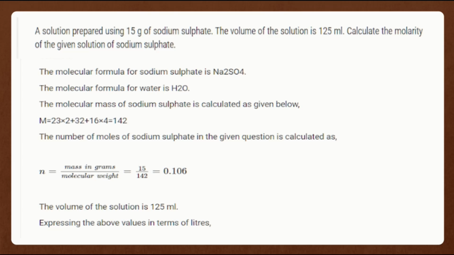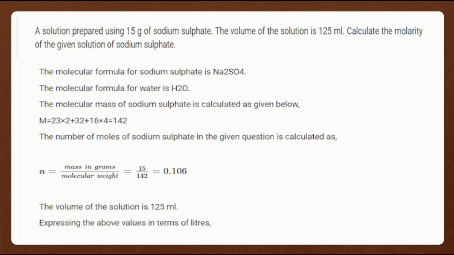The molecular mass of sodium sulfate is calculated as M is equal to 23 into 2 plus 32 plus 16 into 4, which is equal to 142. The number of moles of sodium sulfate in the given question is calculated as n is equal to mass in grams by molecular weight, which is equal to 15 by 142, which is equal to 0.106.